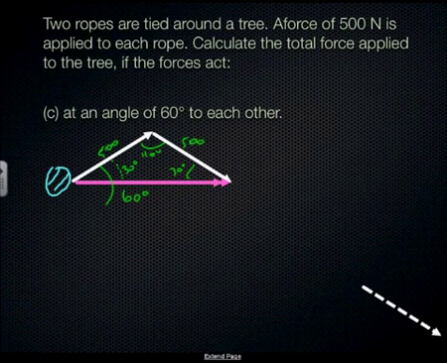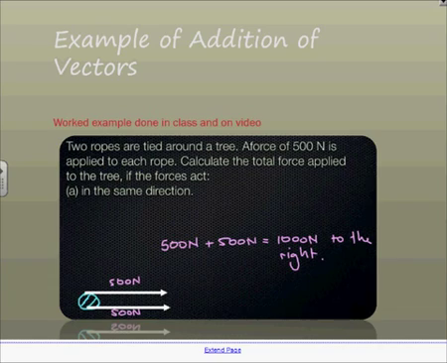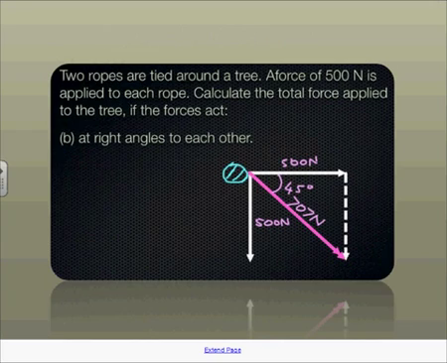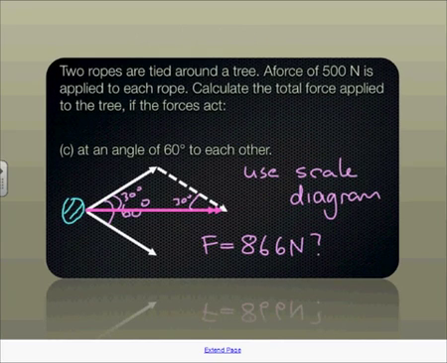One easy way would be to say that 100 newtons equals 1 centimeter, and then draw it. Okay, and you'll be able to find the answer. And here's the answers.